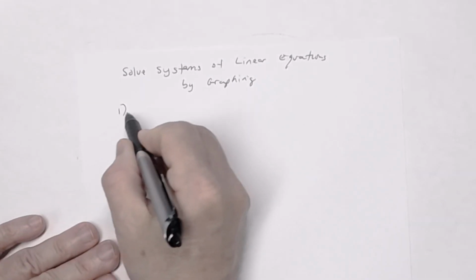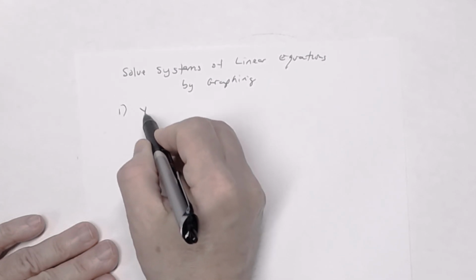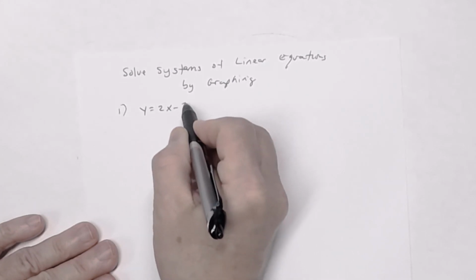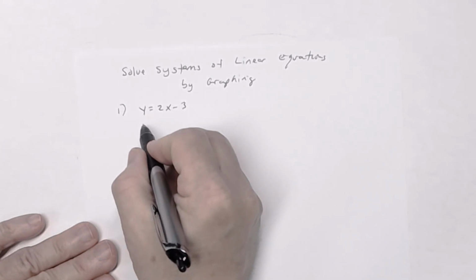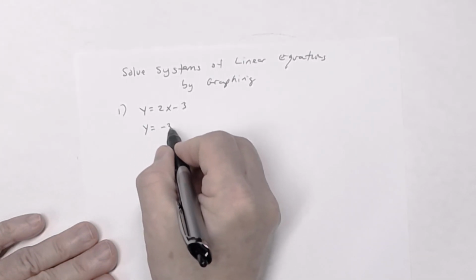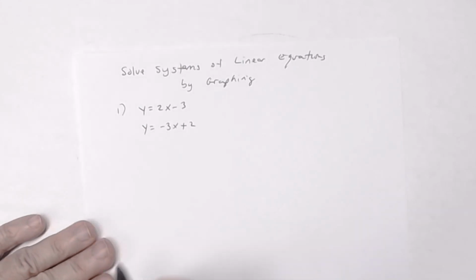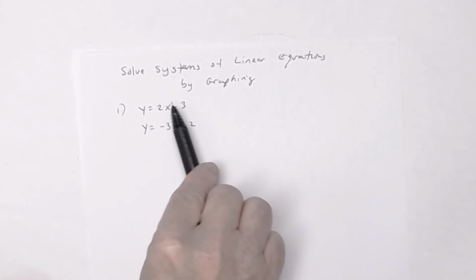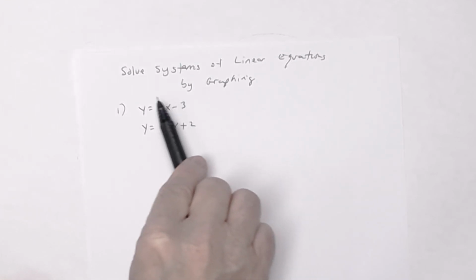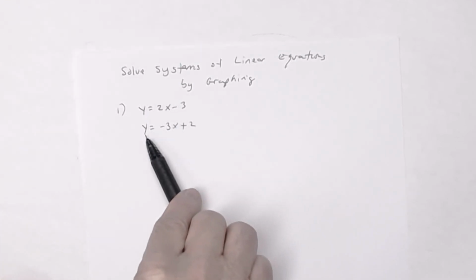So let's look at number one. It'll look like y equals 2x minus 3. Remember, we're dealing with linear equations, so all these are lines. And the other one is y equals negative 3x plus 2. All right, so we have this system. We have two equations that we're looking at, and we want to find the solution to this system.